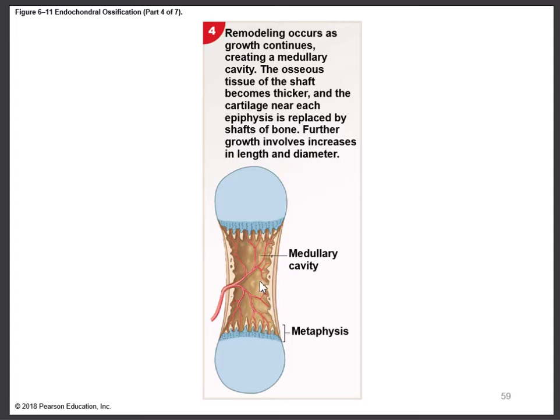In this step, basically what we have is remodeling. We form the medullary cavity. You can see the blood vessels extend up now. They're going up towards the epiphyses up over here, and we're getting a thickening of the dense bone along the shaft, making the shaft a bit stronger.